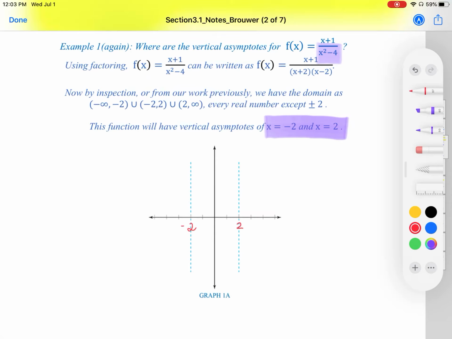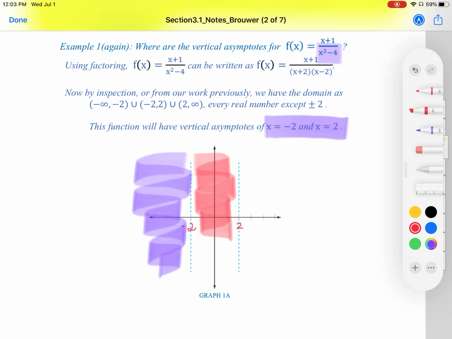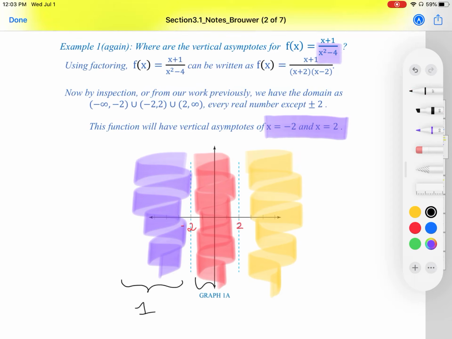Because we have two vertical asymptotes, it causes our graph to have breaks, and thus it creates, think of it as, three parts. We have a part going on here to the left of the -2 asymptote. We have something different going on here in the middle between -2 and +2. And I have something entirely different going on here. So it split my graph into three pieces. We have our piece 1, our piece 2, and our piece 3.